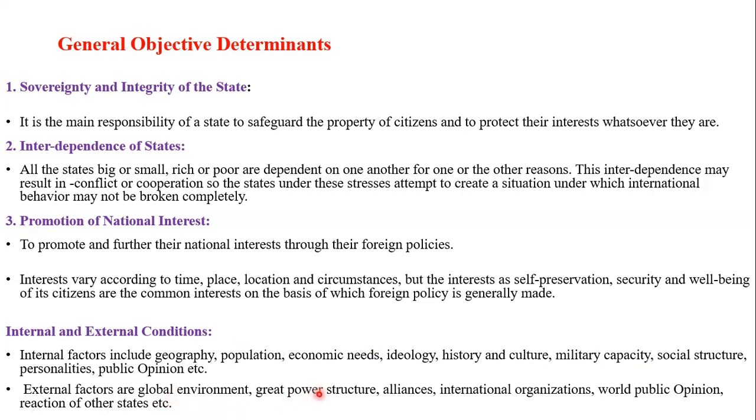great power structure, clear, great power structure. This is very important.